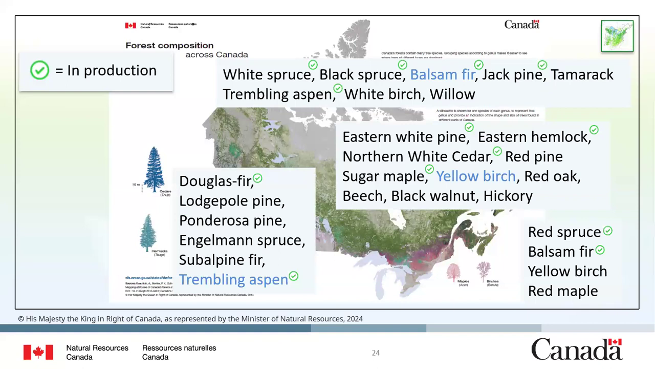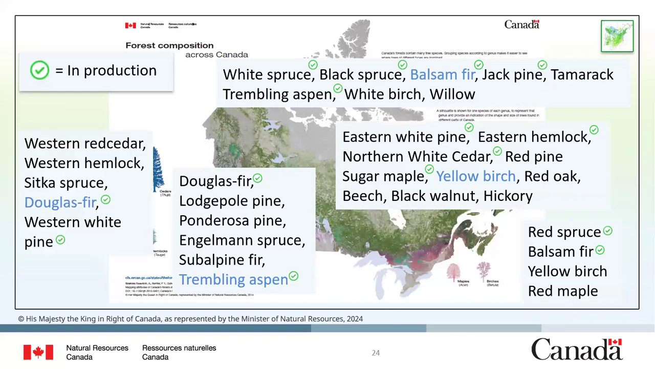Heading west to the Rockies, Douglas fir adds to the list of species in production, while lodgepole and ponderosa pine, Engelmann spruce, and subalpine fir are still available. And finally, on the west coast, western red cedar, western hemlock, and Sitka spruce are still available, while western white pine was added to the production list.